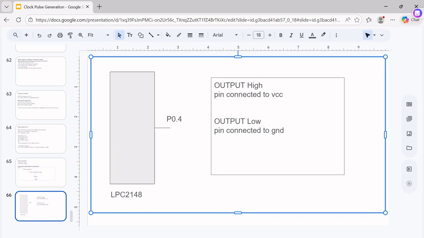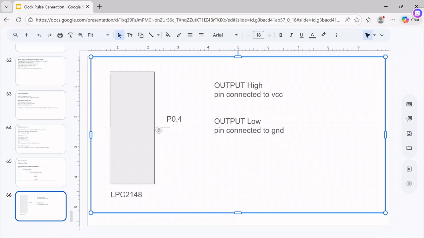In output mode, when the output is high, this pin is connected to VCC. When the output is low, this pin is connected to the ground. So that's why we say the pin is driven high or driven low. This is related to the pin configuration.